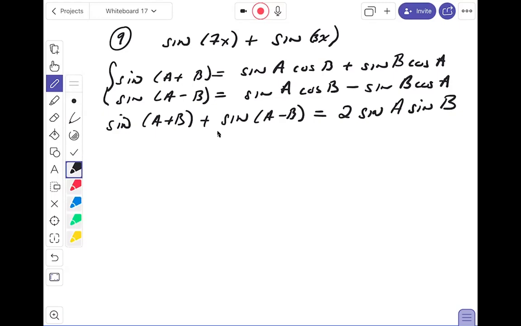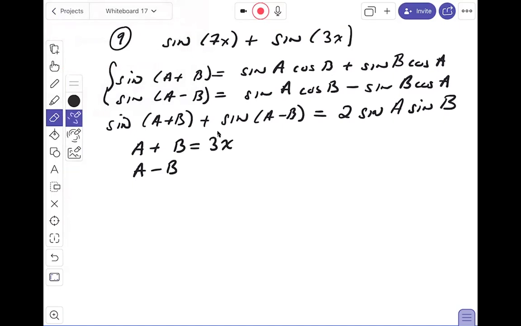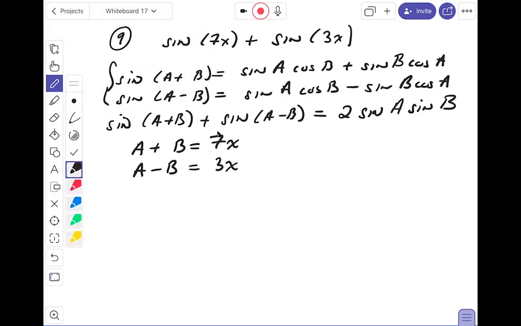You know what? I'm going to get the ratio out to make it a little bit neater. So what do I know? A plus B is 7x. And A minus B is going to be 3x. Well, I'm going to add these two together, find out what A and B are. And what do you get? 2A equals 10x. Well, that's convenient.